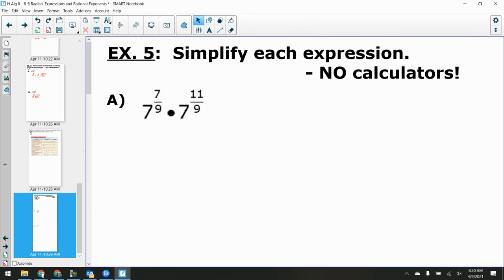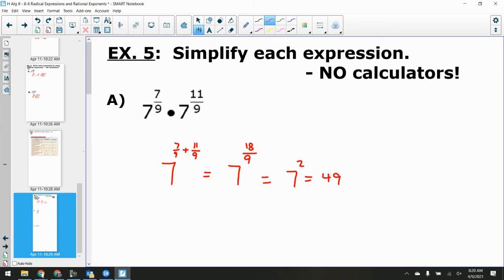Here's what I mean. Do you see how these have the same base? I have 7 to the 7/9 times 7 to the 11/9. Isn't that 7 to the 7/9 plus 11/9? You see that? Multiplication of the bases means addition within the exponents. So this is truly 7 to the 18/9, because they already have a common denominator, which is 7 squared, which is 49. See, that simplifies down really nicely.